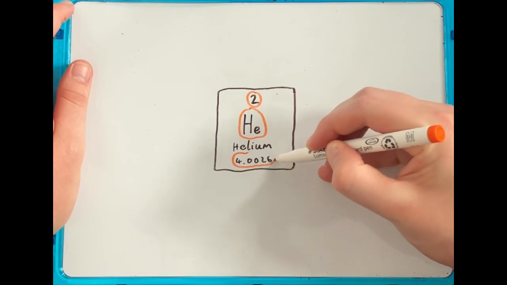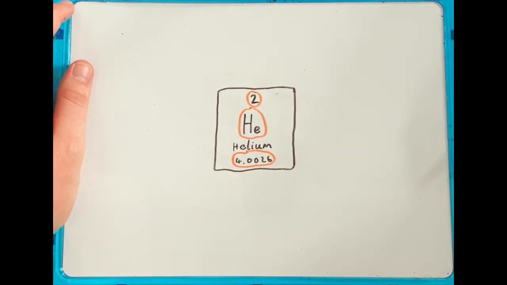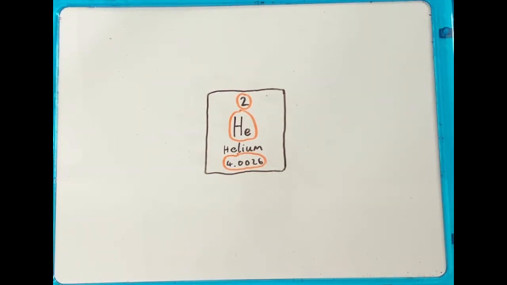At the bottom of the block, there is the mass number. The mass number is the average number of protons and neutrons present in the nucleus of the element, taking into account all naturally occurring isotopes with their relative abundances. Isotopes are elements with different numbers of neutrons. This means that the mass number will usually be a decimal.